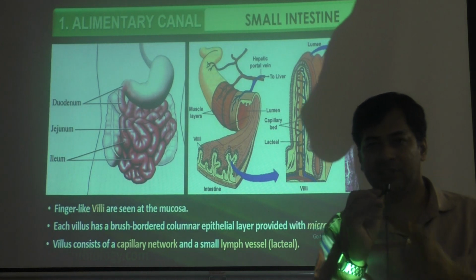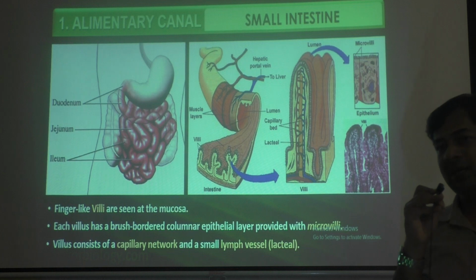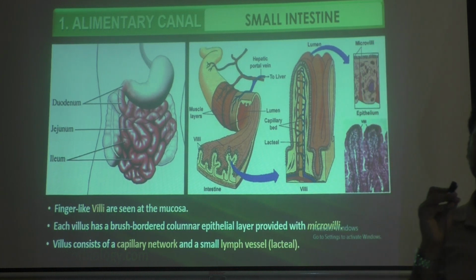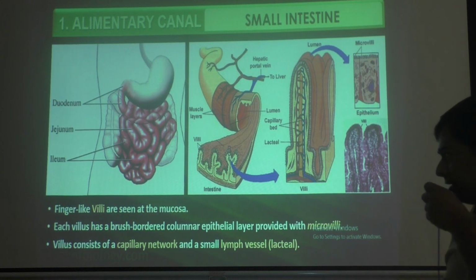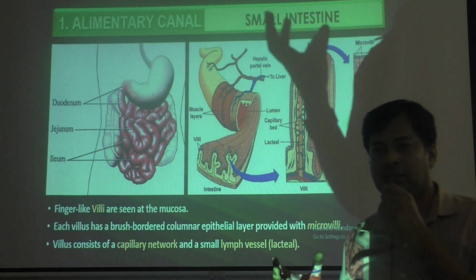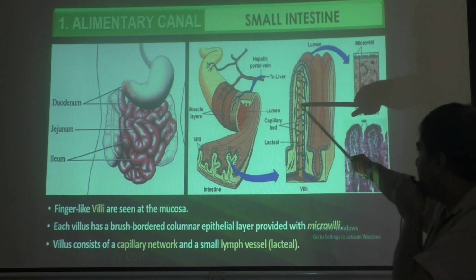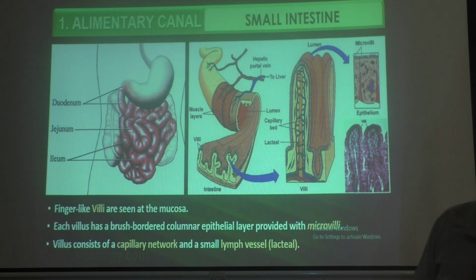The name of the lymph vessel is lacteal. Very important, lacteal. So the lymph vessel present in the villi is called lacteal. And there is a capillary network, like blood capillaries arranged in a bunch. You can see here all these are capillaries arranged in a bunch. Okay, so this is one.